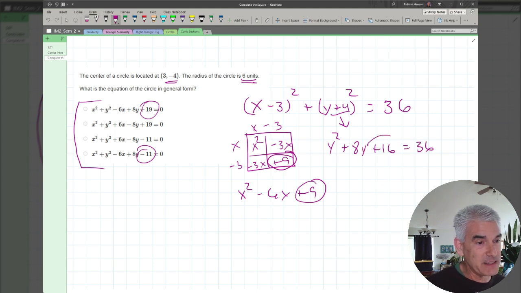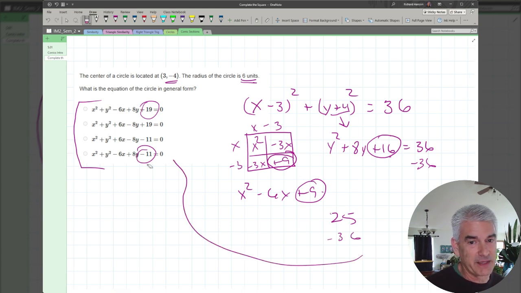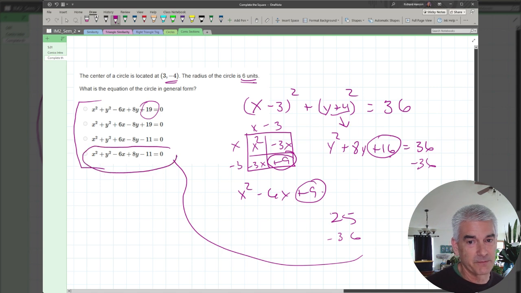Okay, I'm going to add these two together. 16 plus 9 gives me 25. And I'm going to minus 36. Minus 36 from both sides. So minus 36. And right now I'm thinking this is going to be the correct answer. Okay. Or you could have worked backwards.